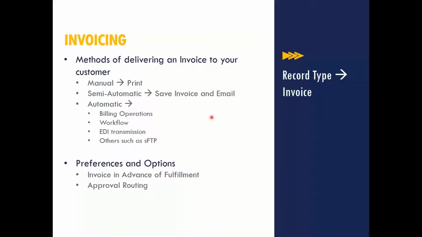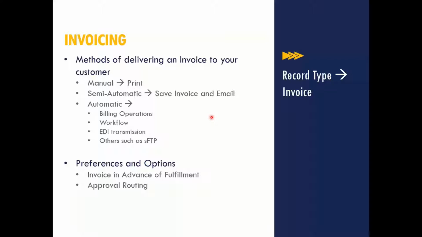So invoicing, methods of delivering an invoice to your customer. We have a manual. You can just go to the invoice, hit the print button, print it out, send it in the mail to your customer. There's a semi-automatic method. You can save and email the invoice, and if your customer record is set up to automatically get emails, then it'll just automatically email the invoice to them. And then there's automatic processes. There's billing operations, workflows. Also, you can get invoices sent to your customers through EDI transmission.